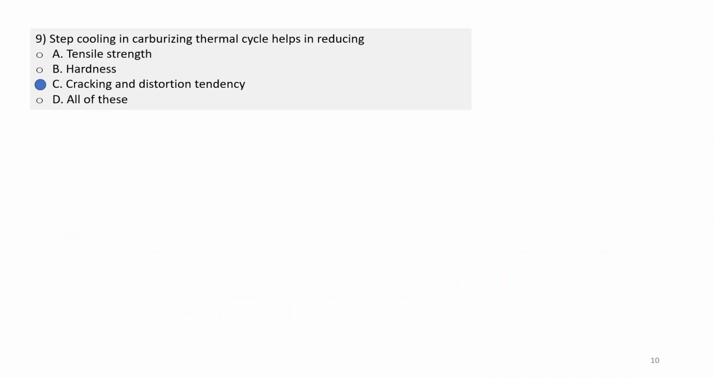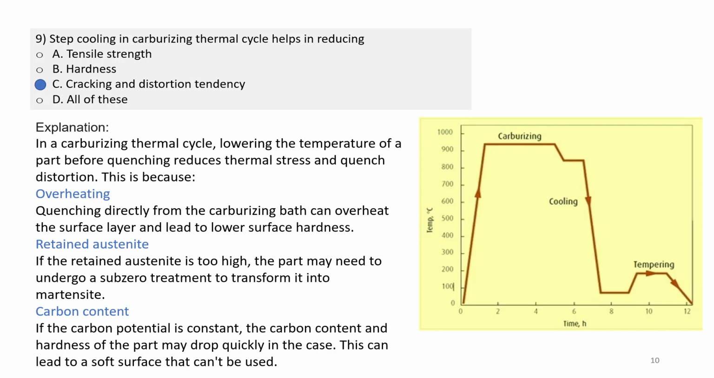Ninth question is: step cooling in carburizing thermal cycle helps in reducing. Your options are tensile strength, hardness, cracking and distortion tendency, or all of these. So correct answer will be cracking and distortion tendency. From the maximum temperature, there is a step in cooling.